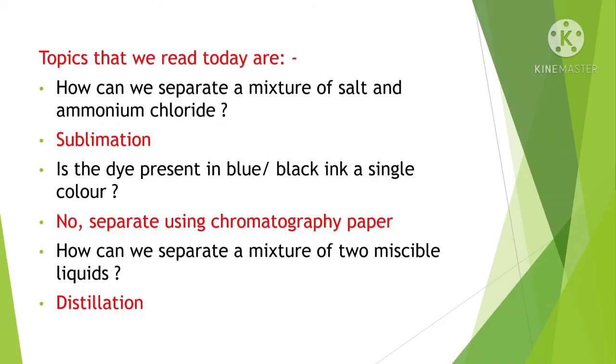For today, let's have a look at the topics that we have read. The first is, how can we separate a mixture of salt and ammonium chloride? We read that we can easily separate a mixture of salt and ammonium chloride by using the method of sublimation. This method is used for separating a mixture when one component is sublimable, meaning it can undergo sublimation, and the other component is non-sublimable.